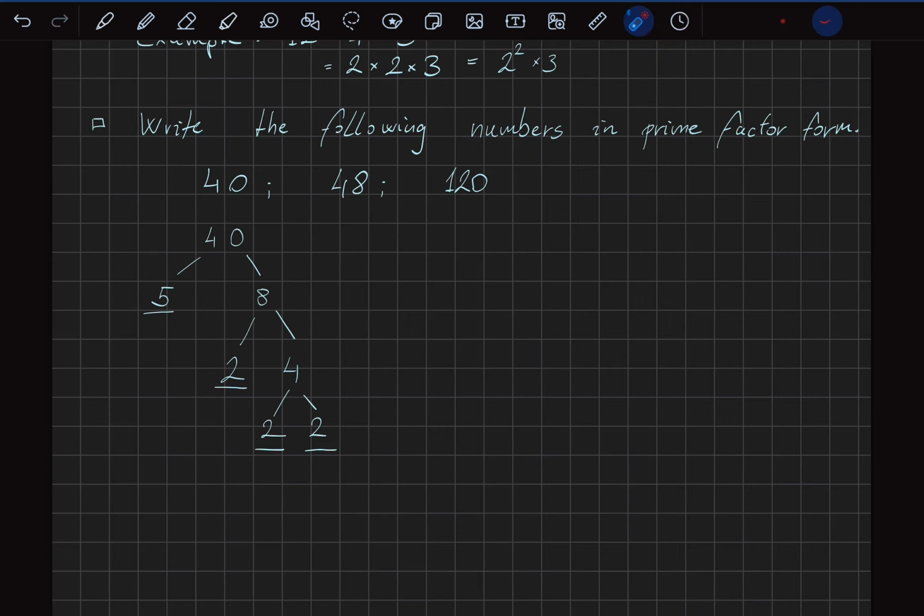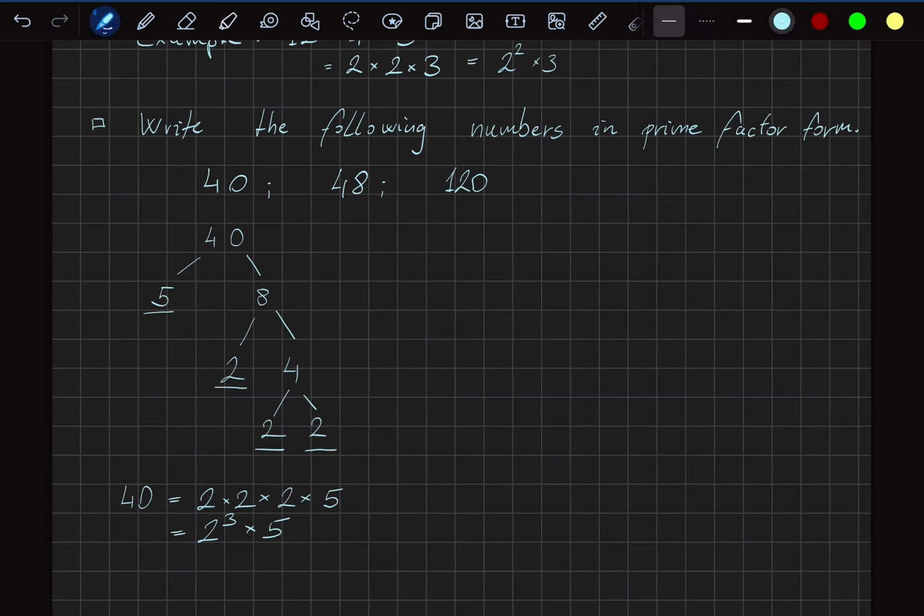Okay, it's like a root system, and I just use a line to sign the prime numbers. So the 40 will be 2 times 2 times 2 times 5. So it will be 2 to the 3 times 5. Okay, so this will be the prime factor form. Also, it's an index form, but right now it's not so important.